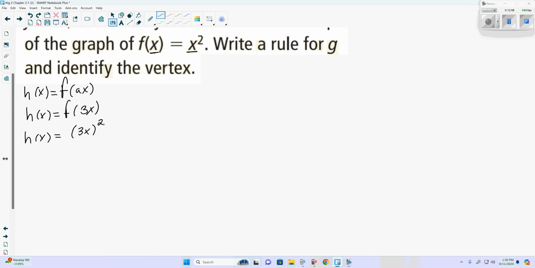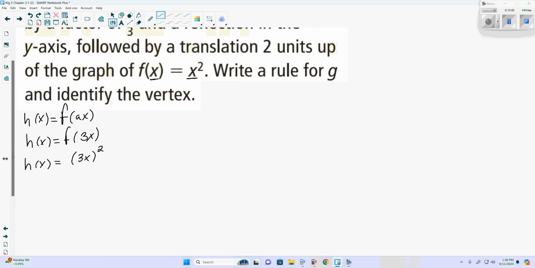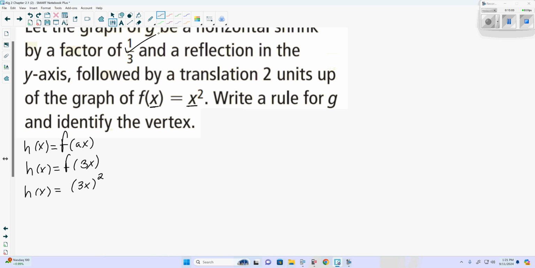But we get this here. Horizontal stretch by a factor of 1/3, done. Our next one is a reflection in the y-axis. So it's normally f of negative x. But here, since we're applying it to h of x, we're going to replace every x in h of x with negative x. So we have parentheses 3 negative x squared.